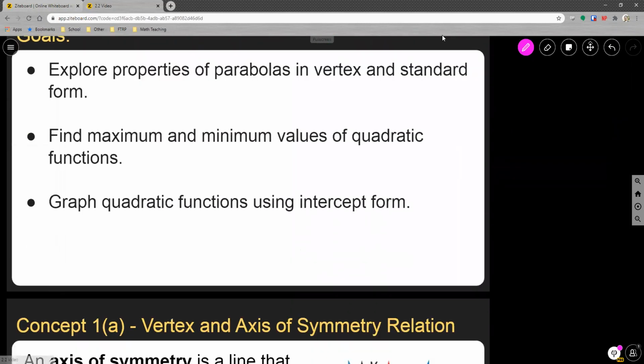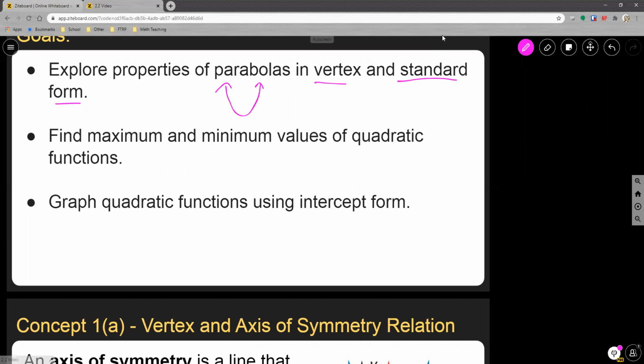So in this chapter, we have three goals. Our goals are to explore the properties of parabolas. Remember that parabolas are the shape that quadratic functions take when we graph them. They look like U-shaped graphs. And we're going to be talking about parabolas in vertex and standard form. So we knew vertex form already. We're going to be exploring something new called standard form.